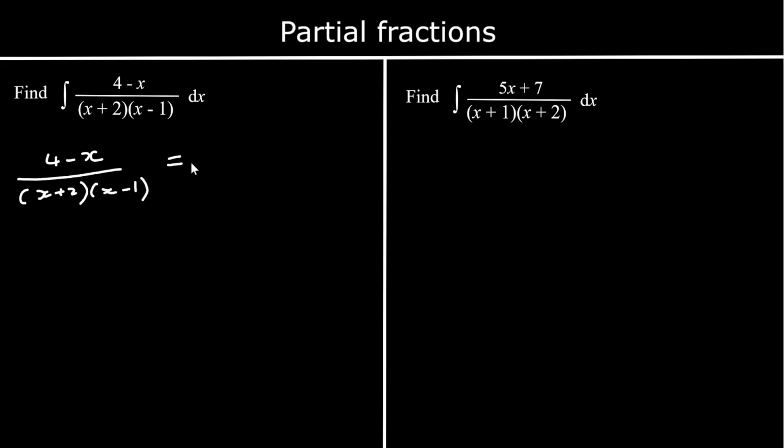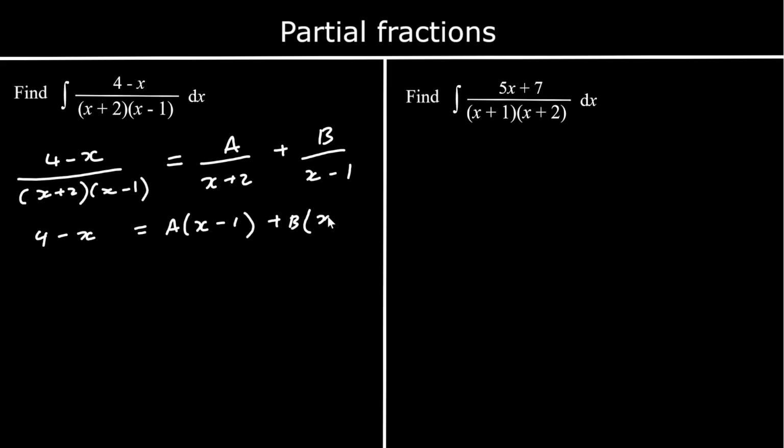And we're going to change it into the form something over x plus 2 plus something over x minus 1. To do that, we multiply through by the denominator, which will leave us 4 minus x equals a times x minus 1 plus b times x plus 2. Then we're going to find out what a and b are by substituting in values for x.